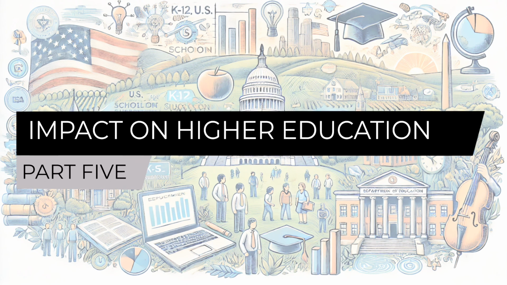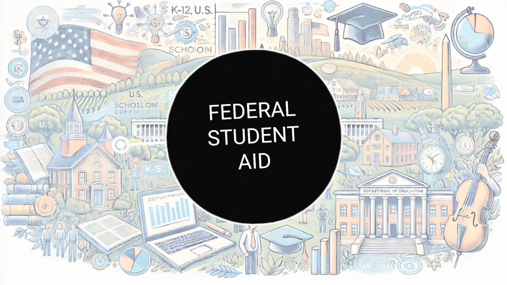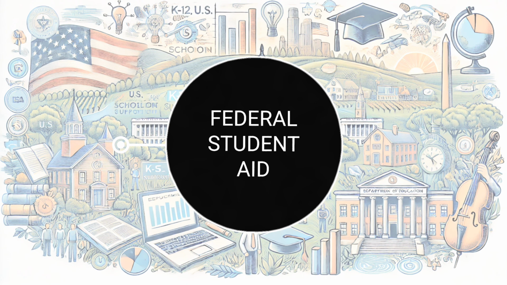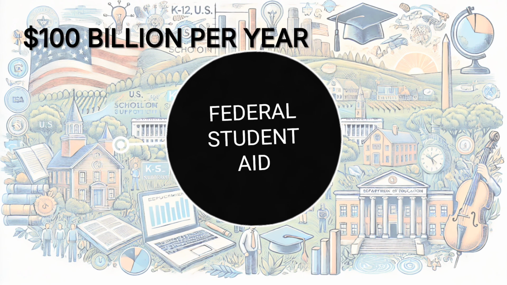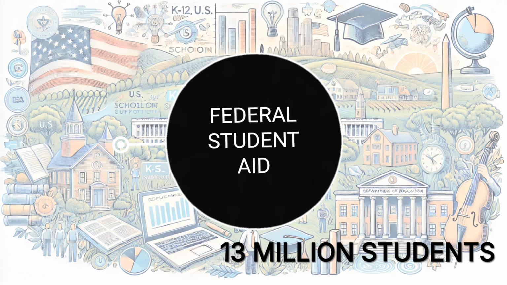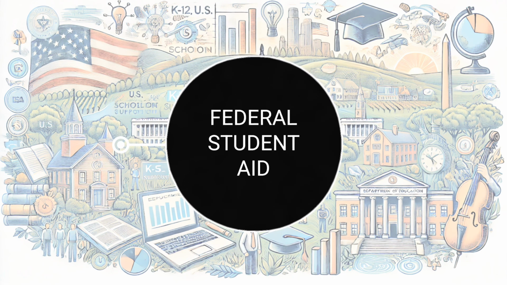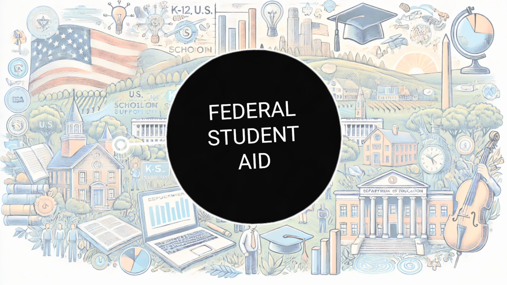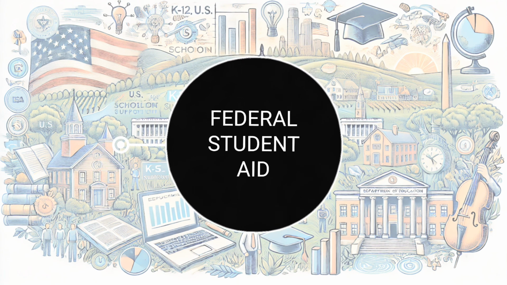Part 5. The Department of Education's Impact on Higher Education. The U.S. Department of Education has a significant influence on higher education, especially through its administration of federal student aid programs. Federal student aid. The department is responsible for distributing over $100 billion annually in federal student aid to more than 13 million students. This aid helps cover tuition, fees, room and board, books, and other expenses. Without federal financial aid, many students would find it difficult to afford college.